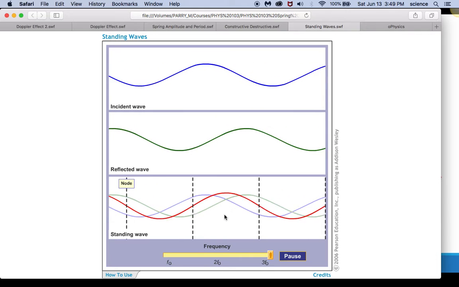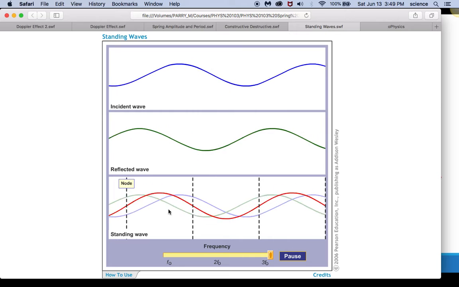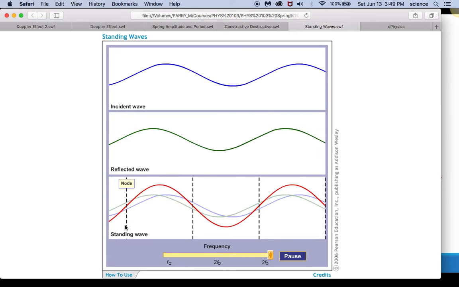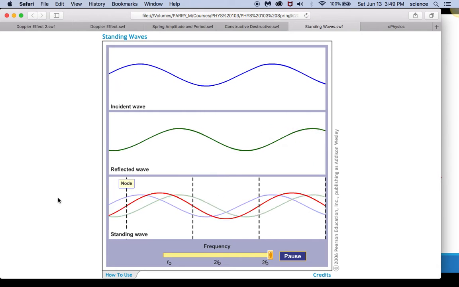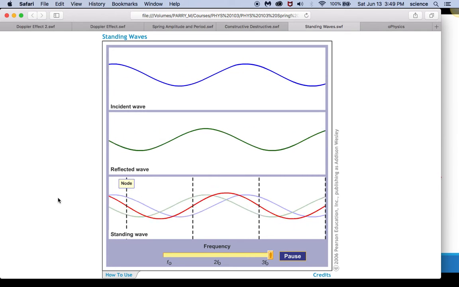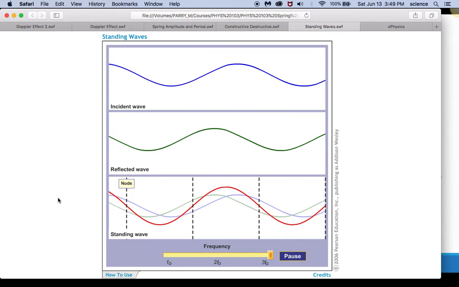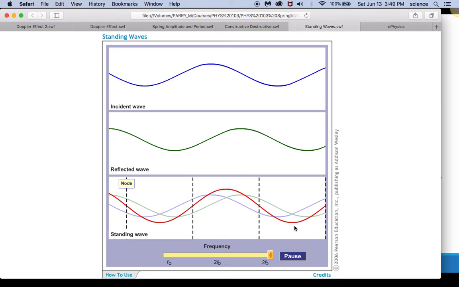Now I have three antinodes, and then I have nodes at the ends and two nodes in the center part. So one of the keys for standing waves is that you have to have an incident wave and a reflected wave going in the opposite direction, and that you get standing waves only for particular frequencies of these waves.